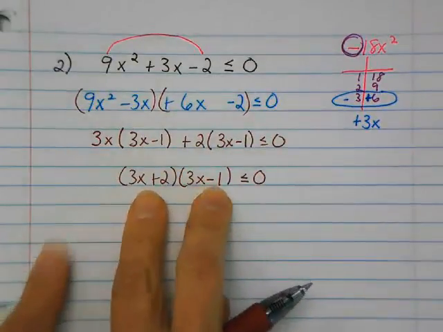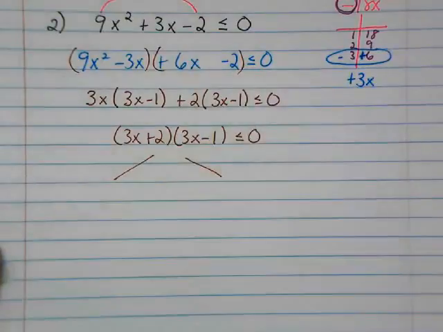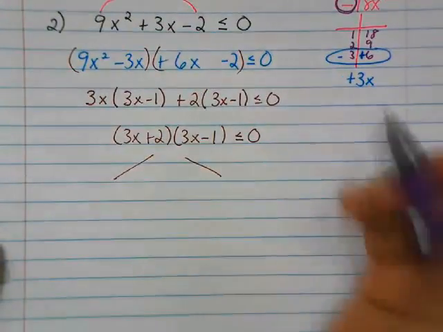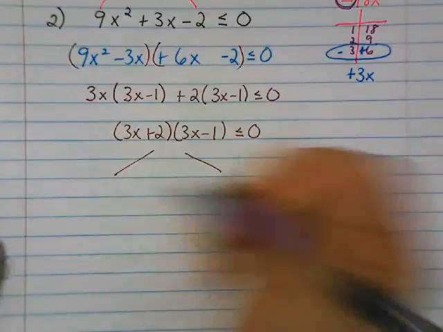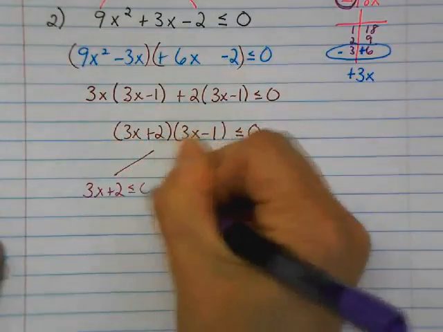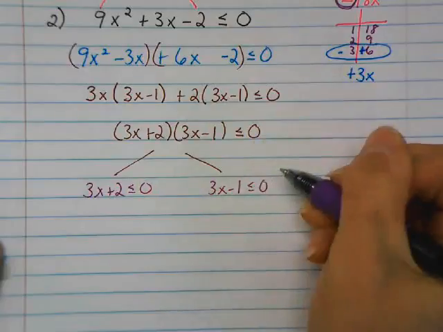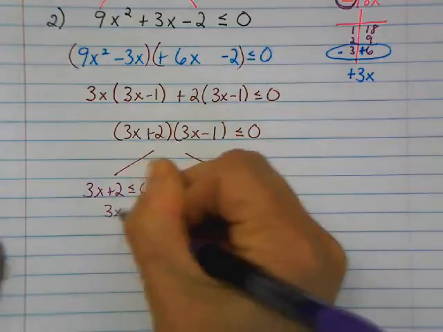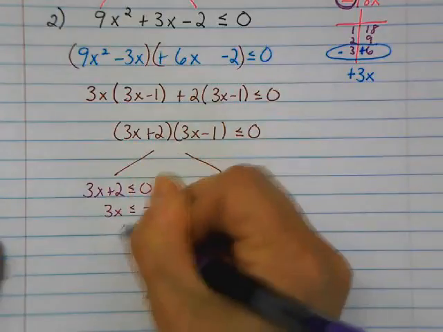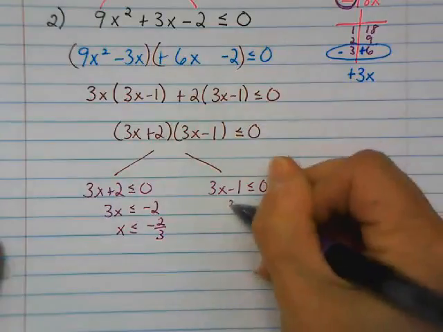Go ahead and separate it so that you can figure out where your circles will go on your graph. So 3x plus 2 is less than or equal to 0. And 3x minus 1 is less than or equal to 0. So 3x is less than or equal to negative 2, so x is less than or equal to negative 2/3. And here 3x is less than or equal to 1, x is less than or equal to 1/3.